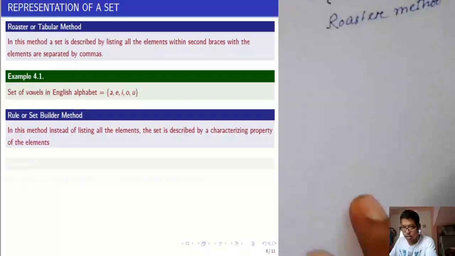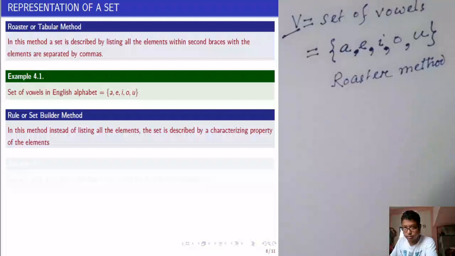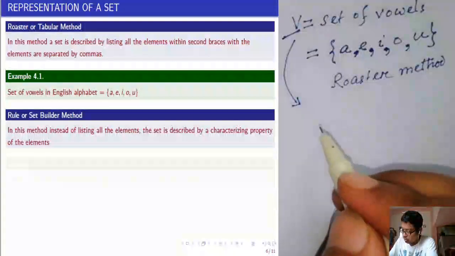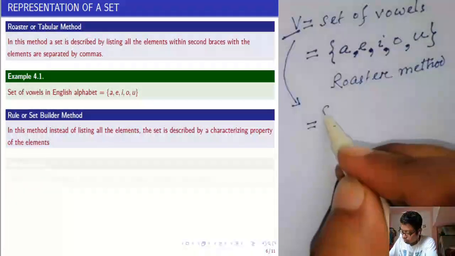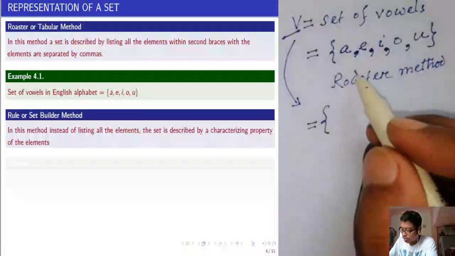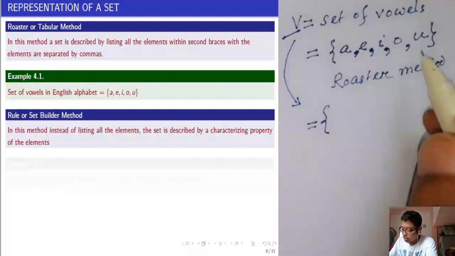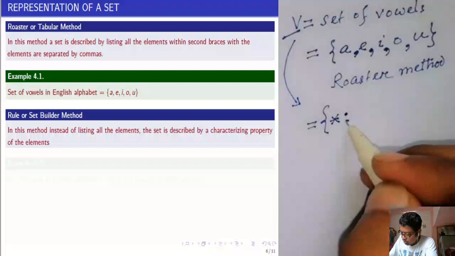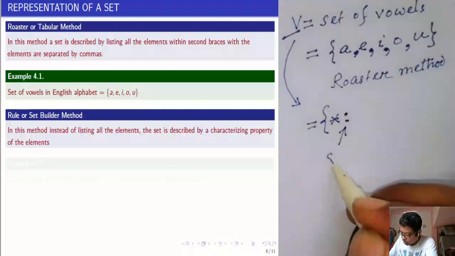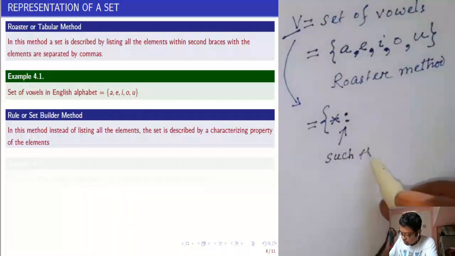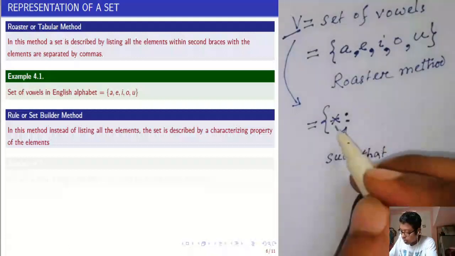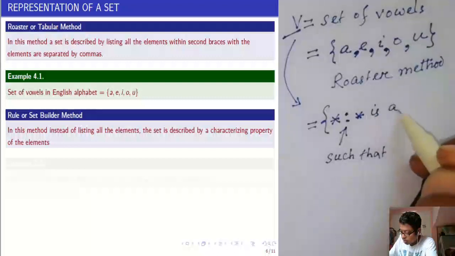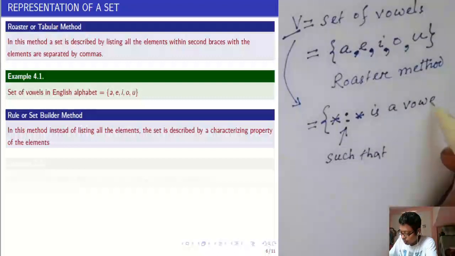The same set, let me consider I want to write in set builder method. So instead of listing like this, I can use a different symbol, x. This symbol is read as such that, which means x such that x is a vowel.